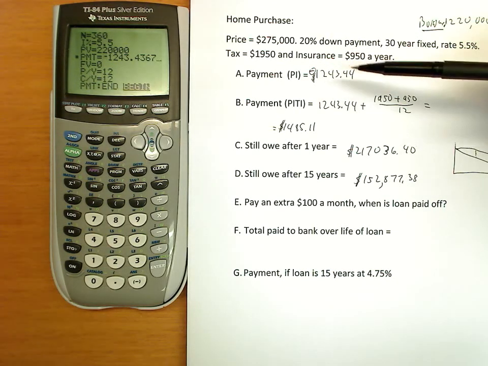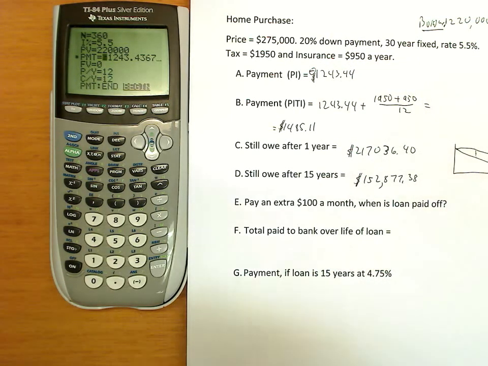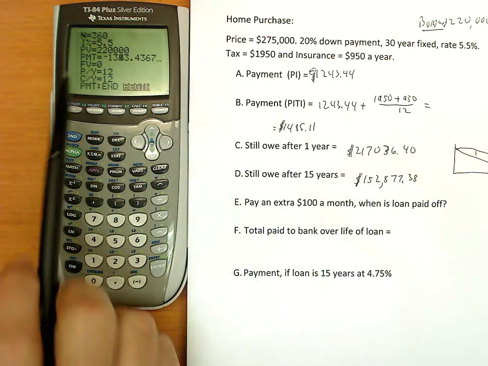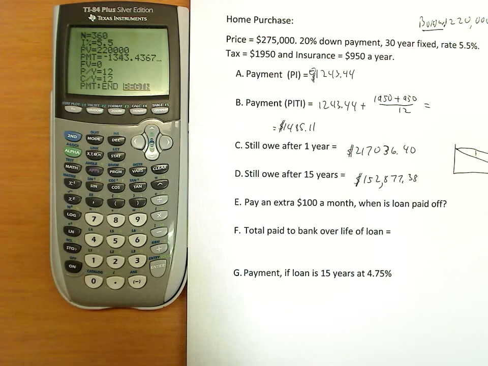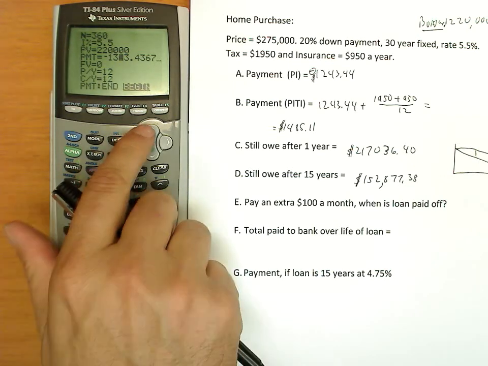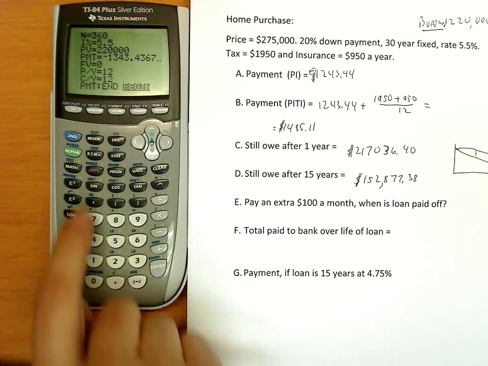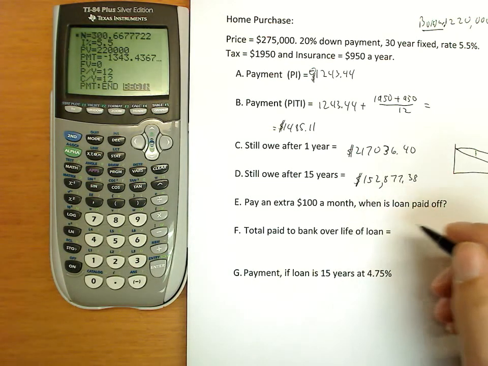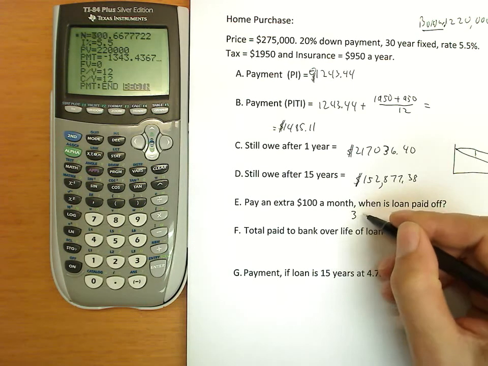We've got the original problem in. I pay an extra $100 a month. This would change this to a negative 1343. Simply put the 100 in there. It has to stay negative. And now it says, when will the loan be paid off? Well, the only thing sort of related to time is n, number of periods of time. So I will solve on the line for n. And I get 300.67 months roughly.